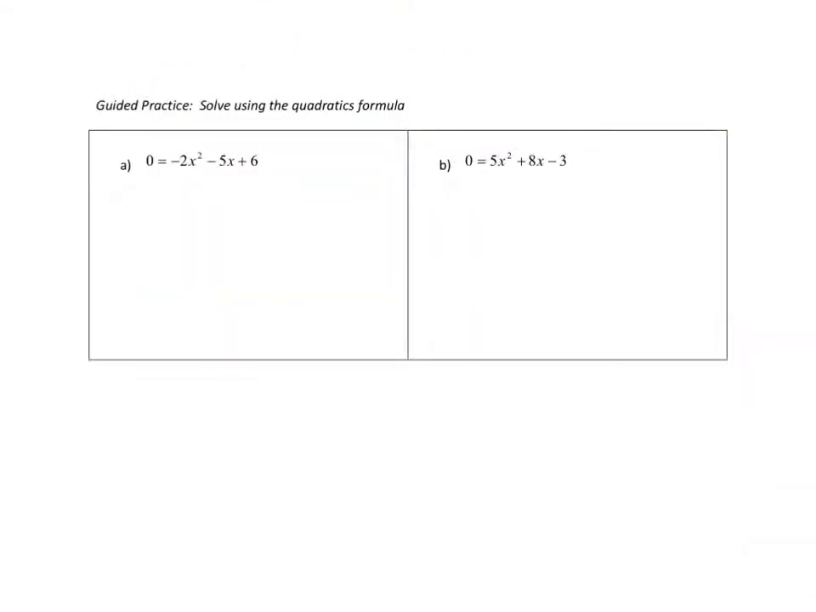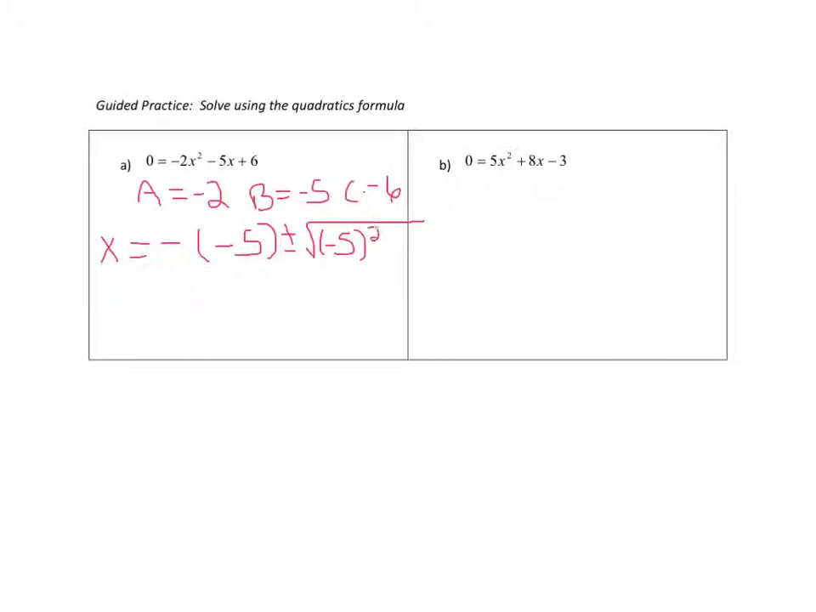We can identify the a, b, and c for our current quadratic. A is equal to negative 2, b is equal to negative 5, and c is equal to 6. And let's plug that in. X equals negative b, which we said was a negative 5, plus or minus the square root of b, which is negative 5, squared, minus 4 times a, which is negative 2, times c, which is 6. All over 2 times a, which is negative 2.